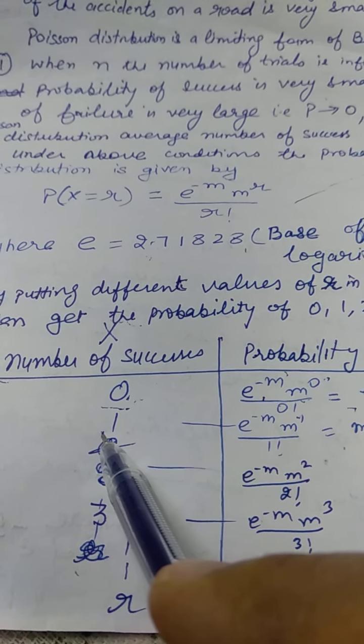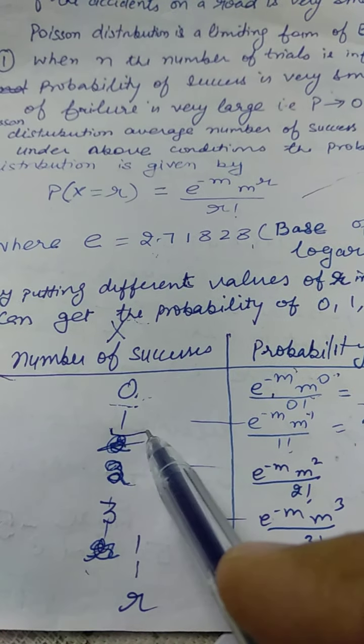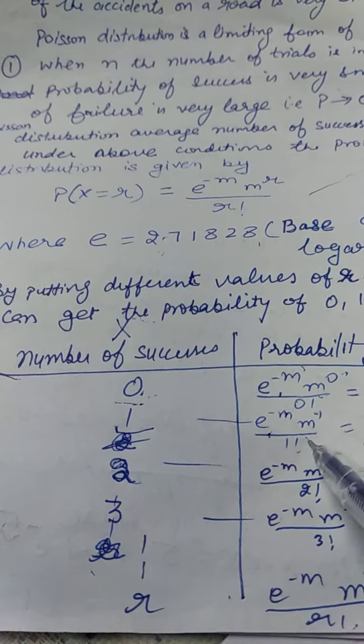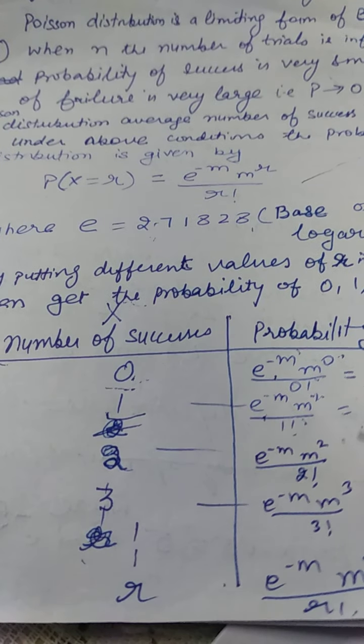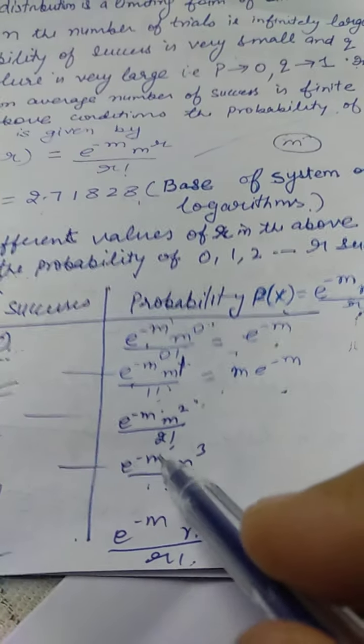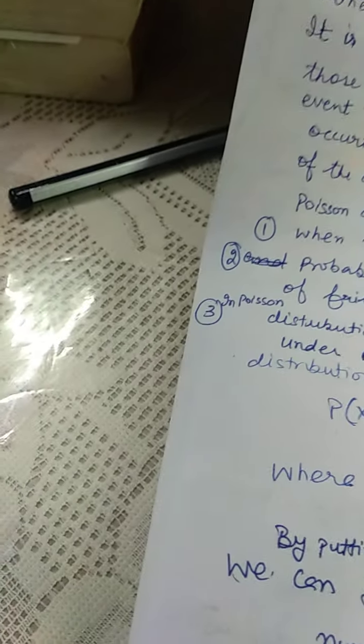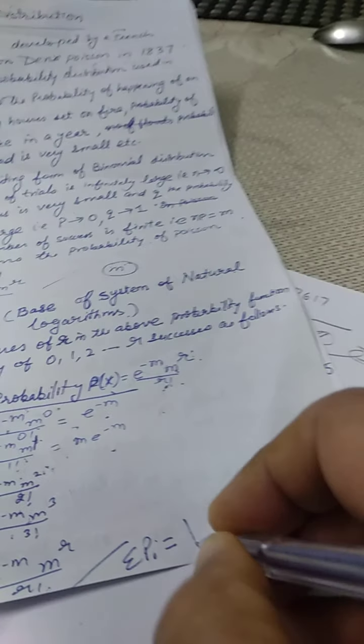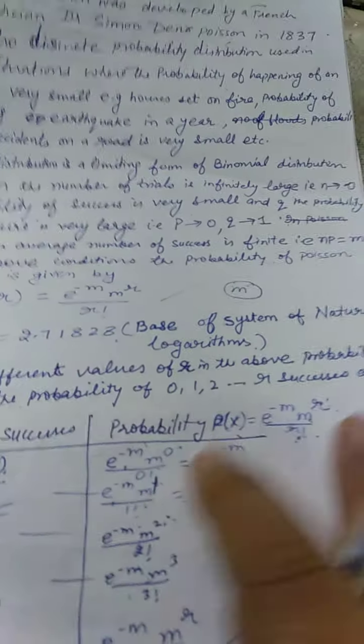Next, when x is equal to 1, then it is e raised to power minus m, m raised to power 1, over 1 factorial. And similarly, e raised to power minus m, m square over 2 factorial, and so on. And the sum of the probabilities is equal to 1. If you total it, you will get 1.